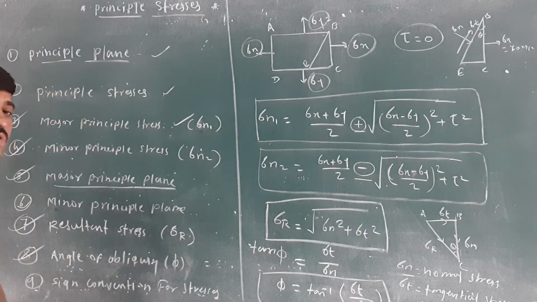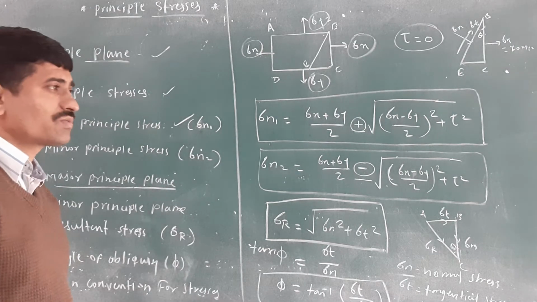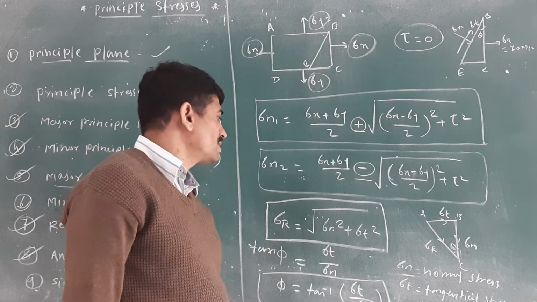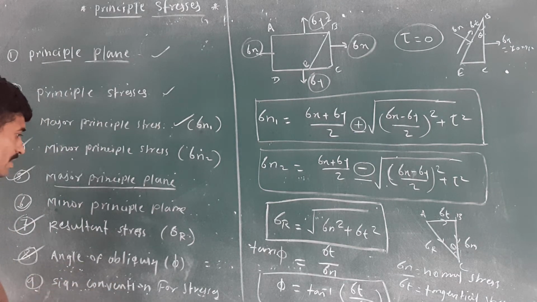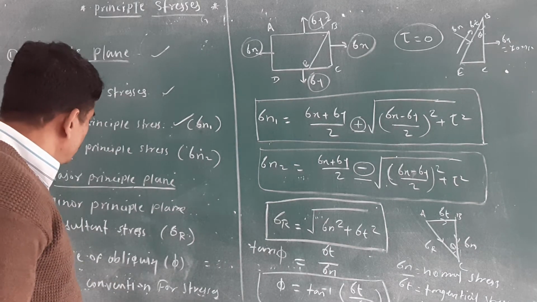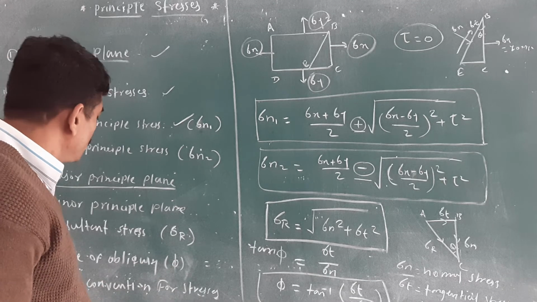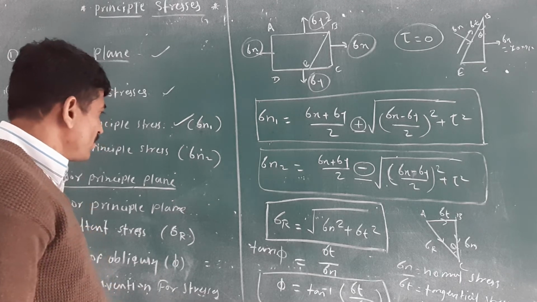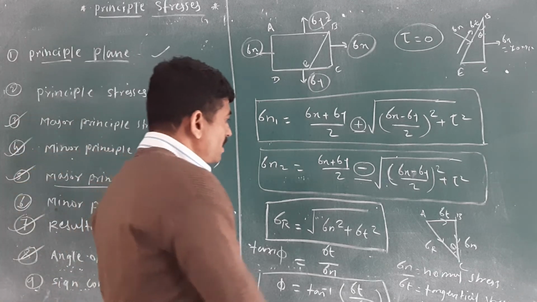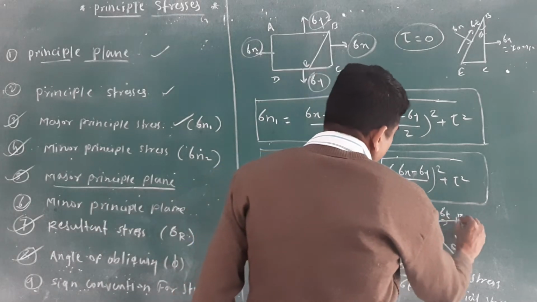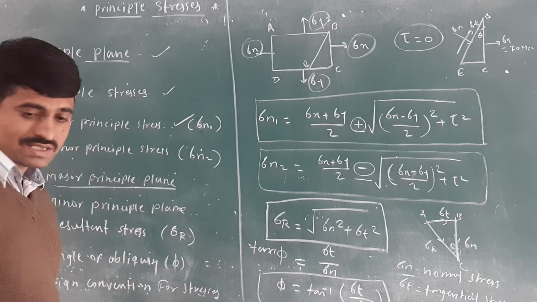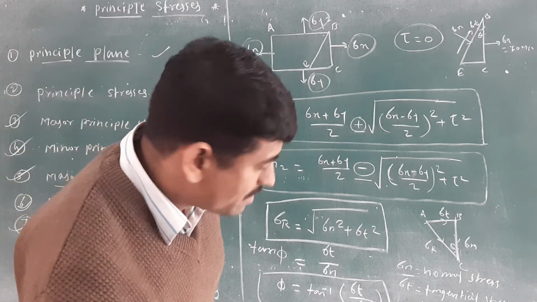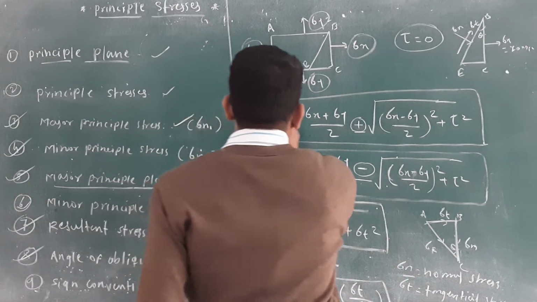What is the unit of the stress? Newton per mm square or Newton per meter square. Remember that. Then what is the angle of obliquity? It is the ratio of tangential stress to the normal stress, or we can say the opposite side divided by the adjacent side. Then last, more important, is the sign conventions part.